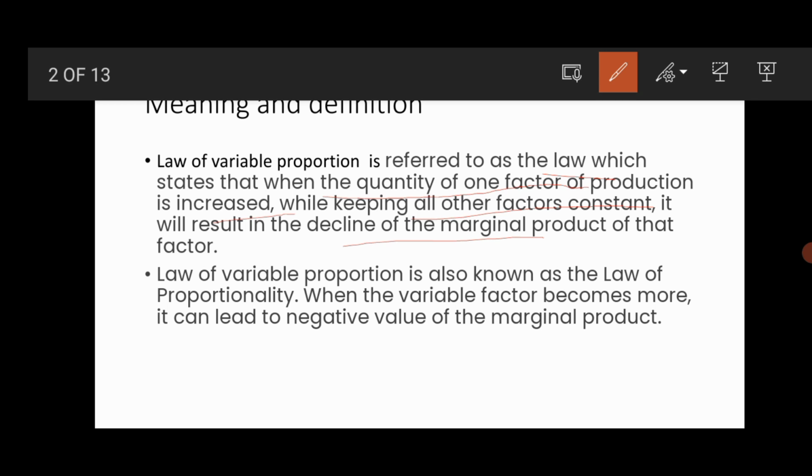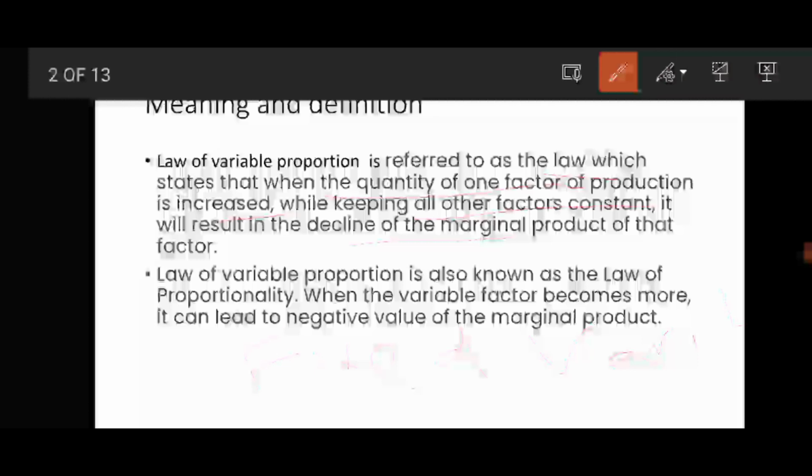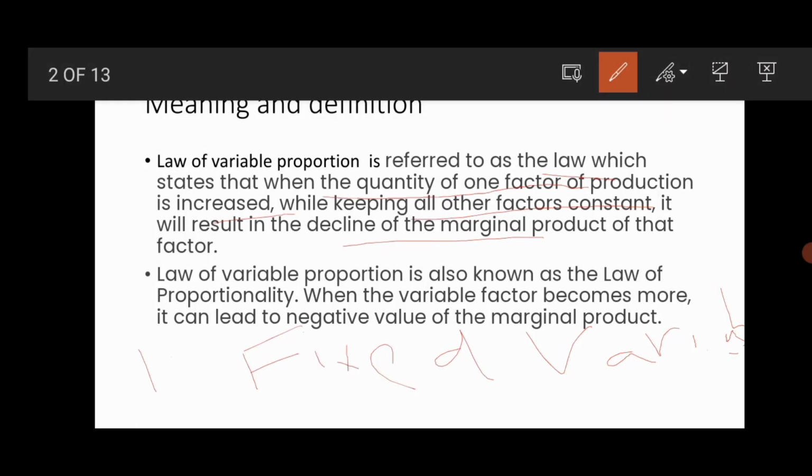When it comes to production, we know that there are two kinds of factors of production. One is the fixed factor, and another one is the variable factor. They are keeping all the factors constant, and only one factor, the variable factor, is being changed. At that time there will be a decline of the marginal product of that factor. This is explained by the law of variable proportion.